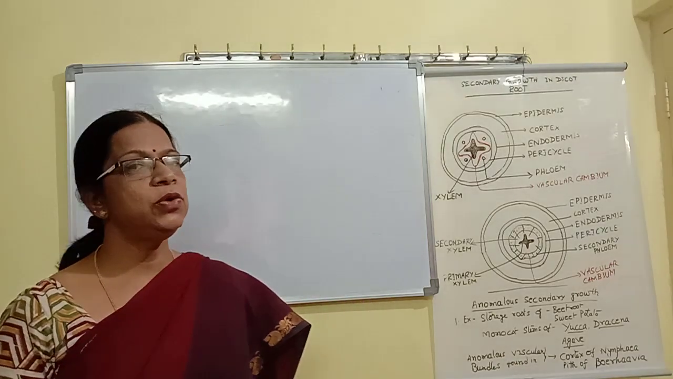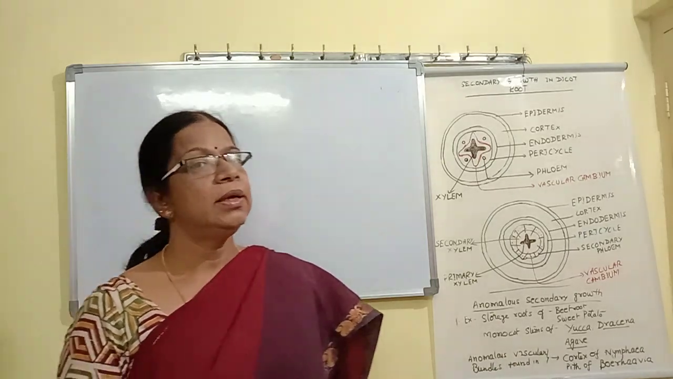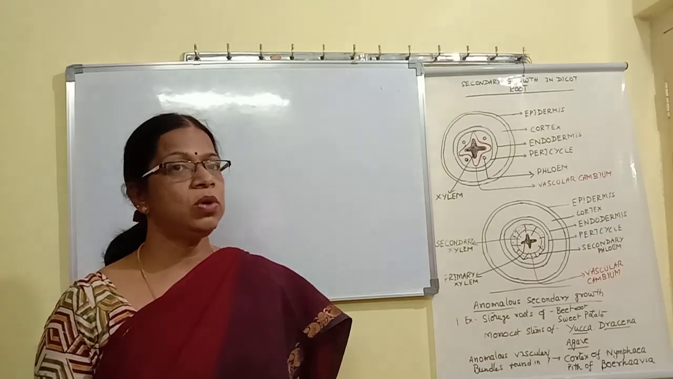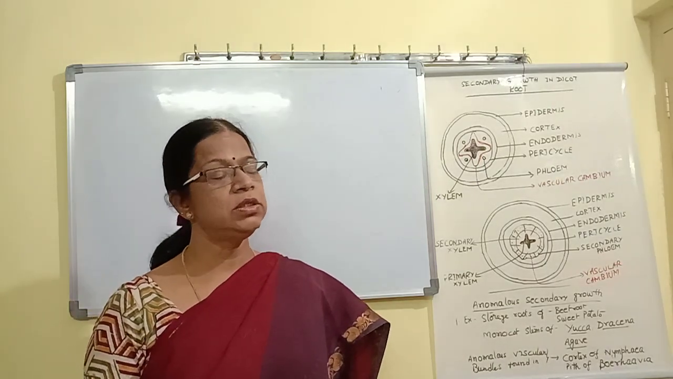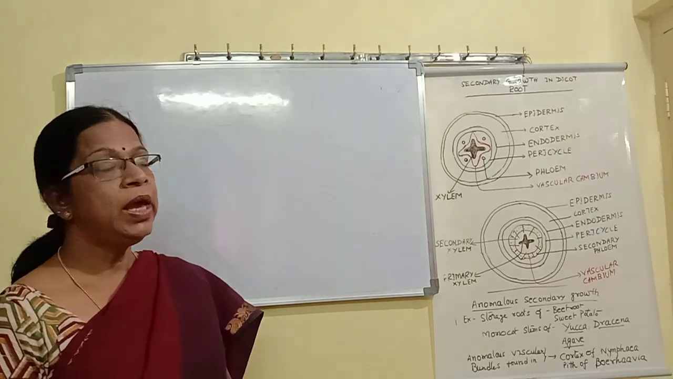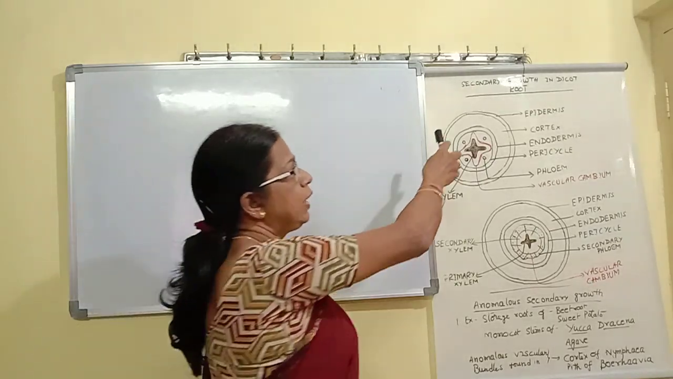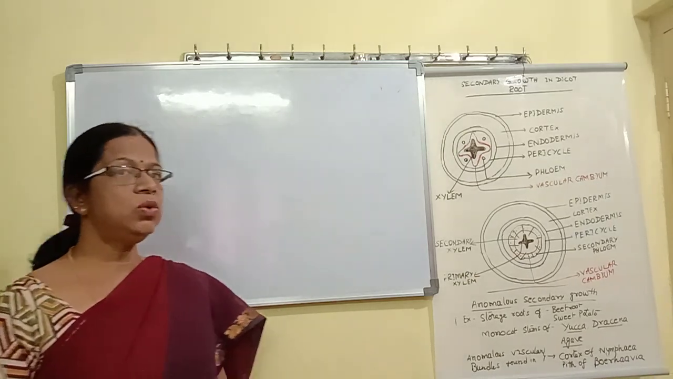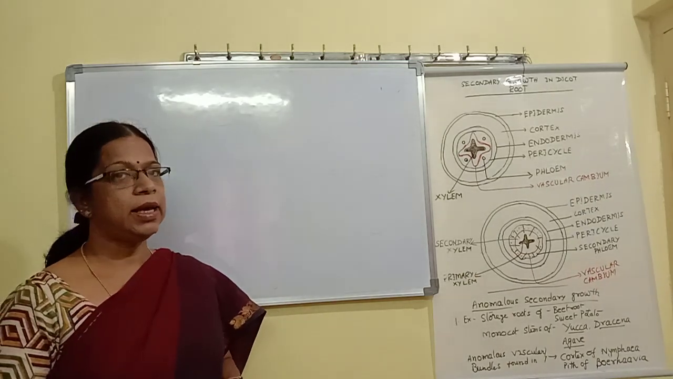In the last video I discussed the extrastellar secondary growth. So in continuation of that chapter, it's almost the last topic of the chapter, I'll be discussing the secondary growth in dicot root. So dicot root, how secondary growth can take place.